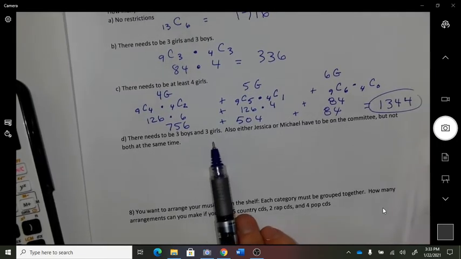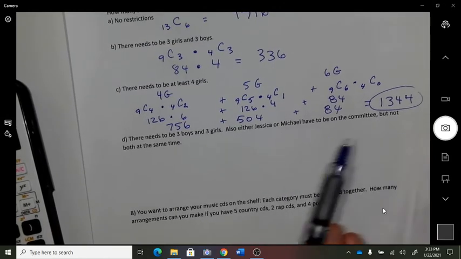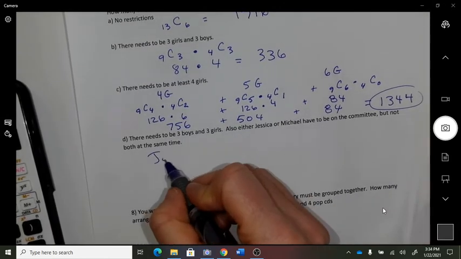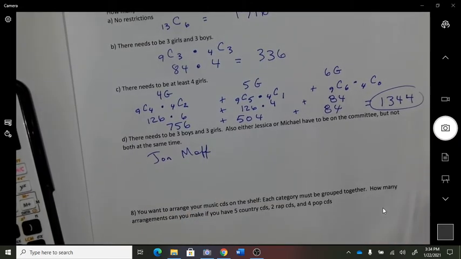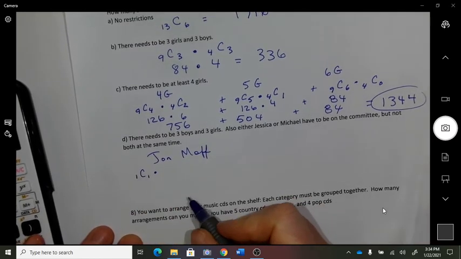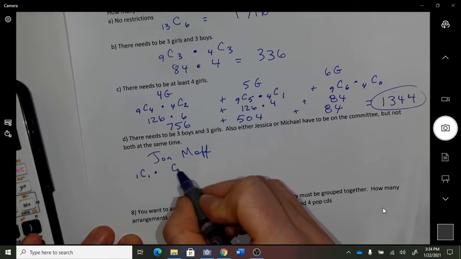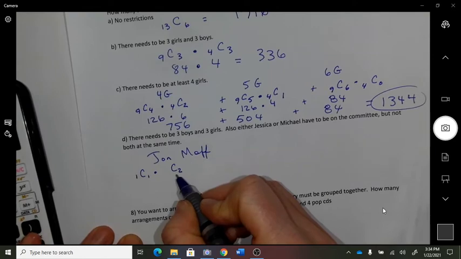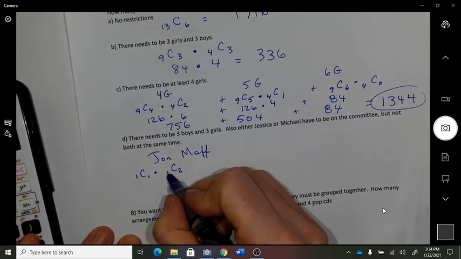Okay, you have to have 3 boys and 3 girls. Also, Jessica or Michael have to be on the committee, but not both. Okay, so let's do it if Jessica was on and Michael was off. So if Jessica's on, that's 1 choose 1, that's for Jessica. Now you need 2 more girls. How many girls do you have to pick from now? There was 9, but you've already used Jessica, so you have 8.